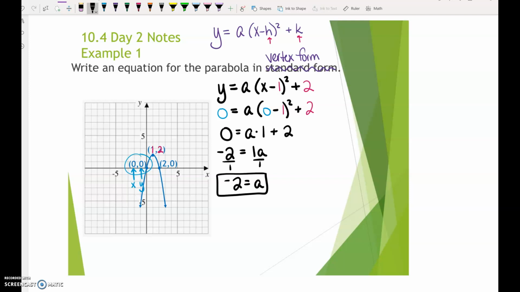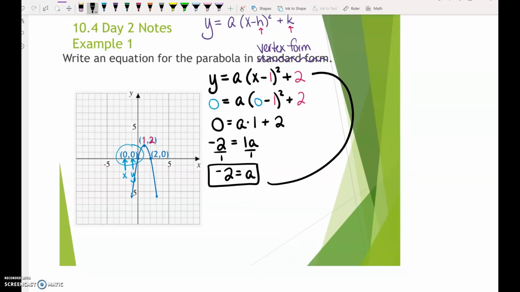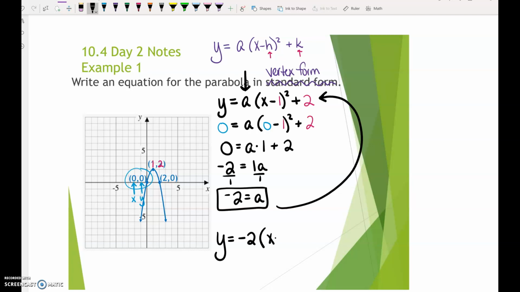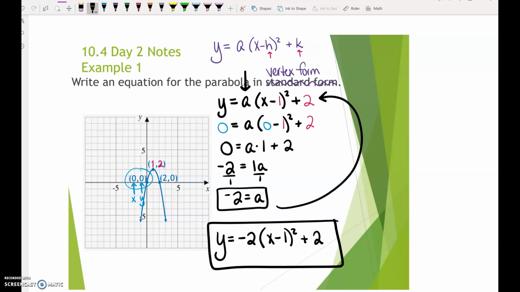We need to go back to this step. Go back to the step where you put in the vertex. And now we know what A is. So now we will write in y equals negative 2 times x minus 1 squared plus 2. And that is your final answer.